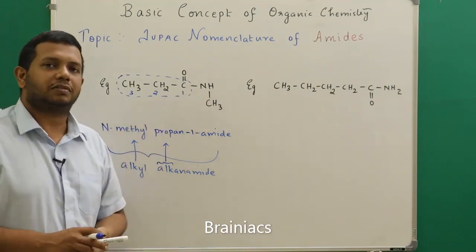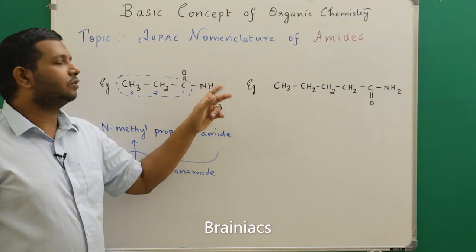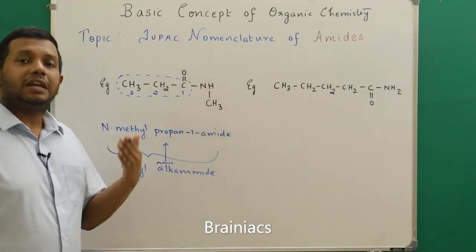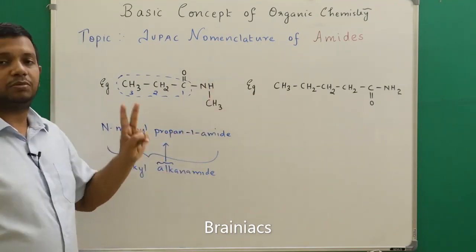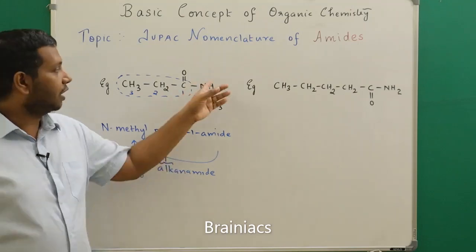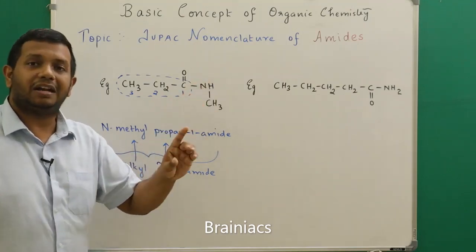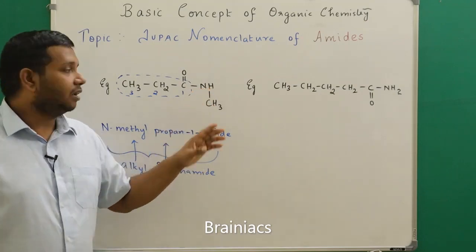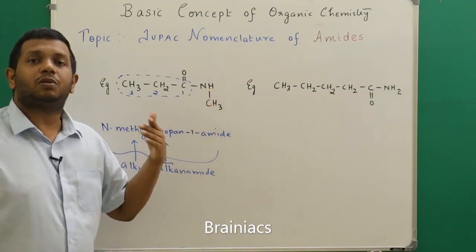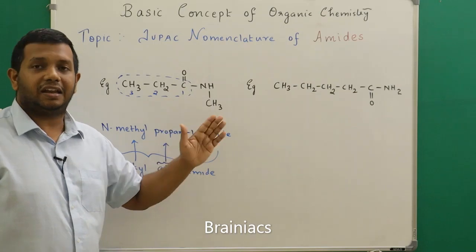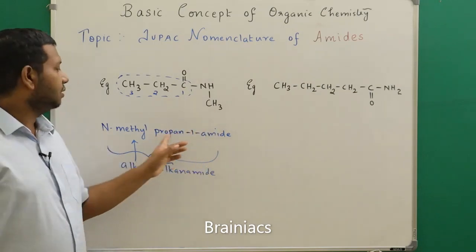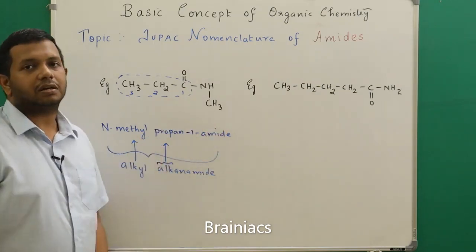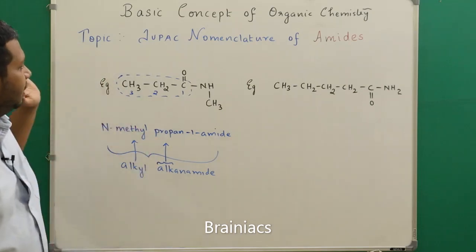Some students used to ask a doubt, sir, what happens if this H is also replaced by another methyl group? In that case we need to say N two times. If both are methyl, I can say N,N-dimethyl. Understood? First we will say alphabetical, who will come first. If it is ethyl, we say N-ethyl, N-methyl, then the corresponding alkanamide. Understood? So this is the way we used to name this.